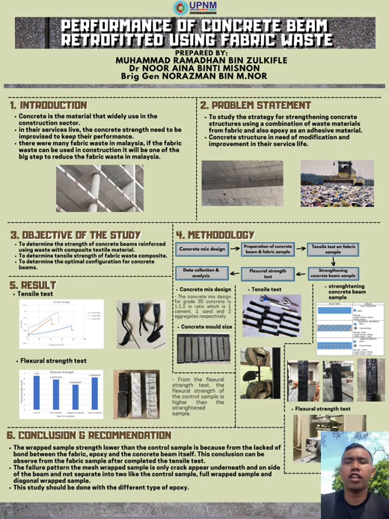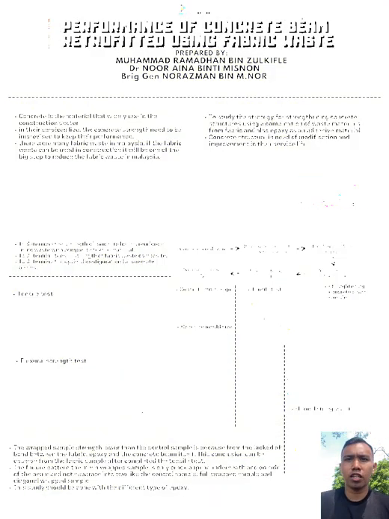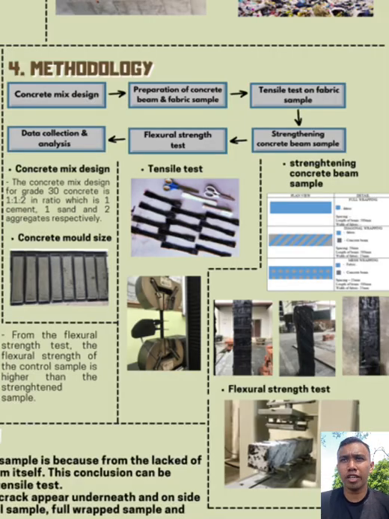And then let's move to the methodology. Number 1 is the concrete mix design. The concrete mix design used in this study is concrete with grade 30. To achieve grade 30 concrete, we must use the ratio 1:1:2, which is 1 cement, 1 sand, and 2 aggregate.